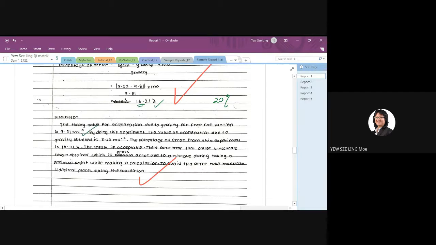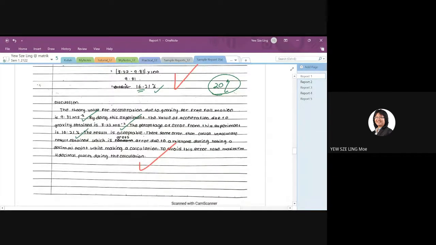And then you mentioned the values that you obtain. You mentioned the percentage of error. You say it is acceptable, okay, but you didn't mention why. So acceptable, why? Because the error is less than 20%. Okay, because the error is less than 20%. So there are some error causes.